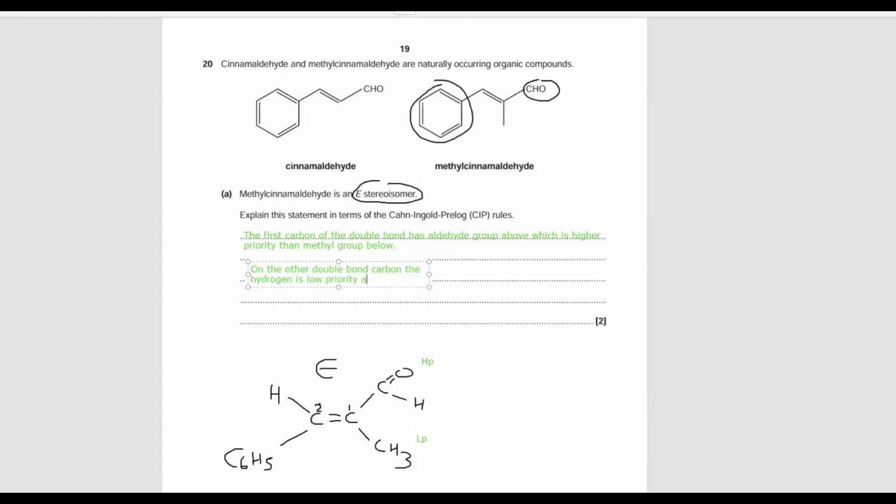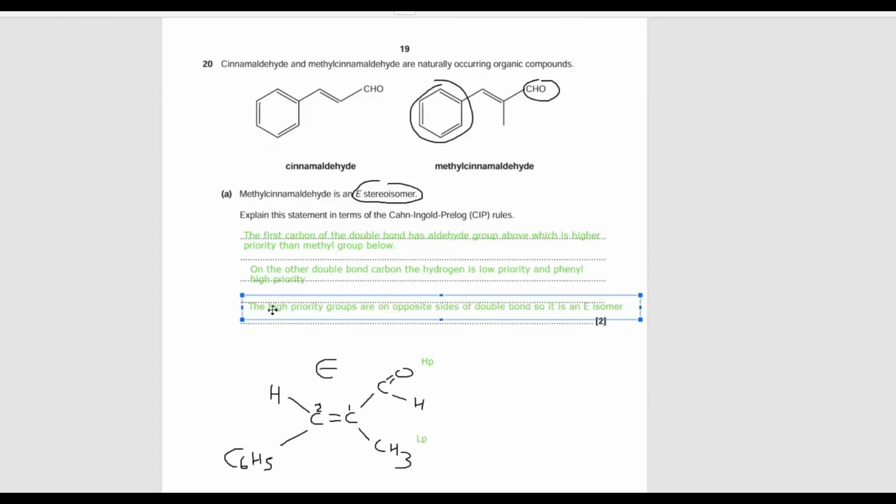So on the other double bond carbon, which I've labeled here as carbon 2, though it's not really carbon 2 because of how the molecule is named, but you know what I'm saying, the high priority group is on the other side. The phenyl group is below. Why is that higher priority? Because carbon has an atomic number of 6 and hydrogen 1. So the hydrogen is the low priority and the phenyl group is the high priority.